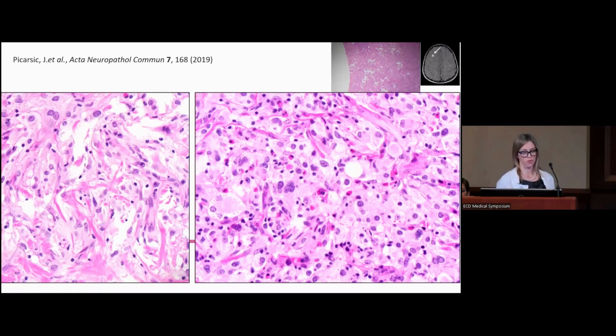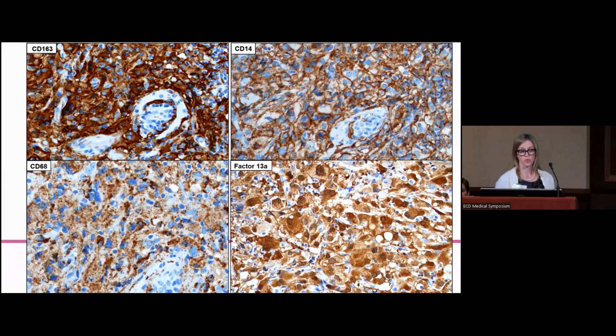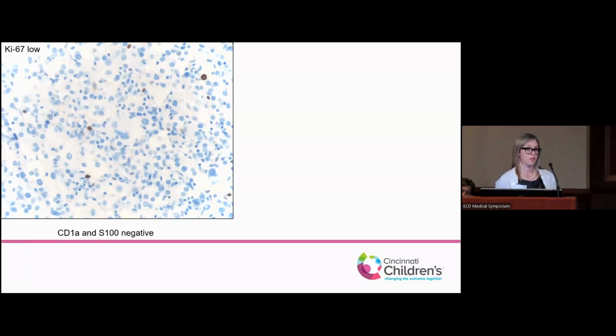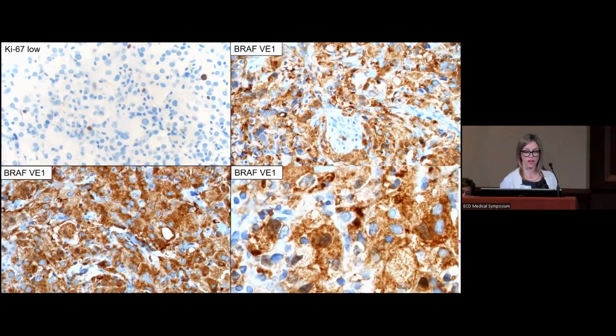And with further immunophenotype that we subsequently did, it showed that it conformed well to that JXG immunophenotype with a nice strong surface and cytoplasmic CD163, surface staining for CD14, and a nice granular CD68 staining, with factor 13A that we also use in our panel having nice cytoplasmic staining. The proliferation index was quite low, and the CD1A and S100 staining was negative in the lesion.